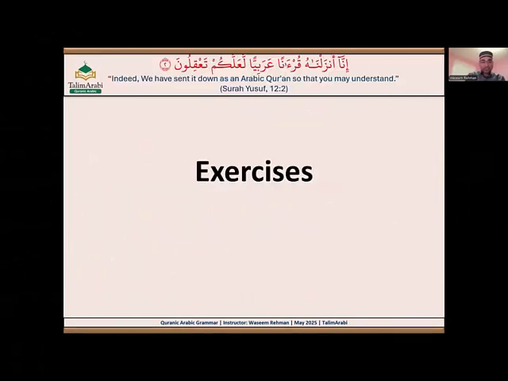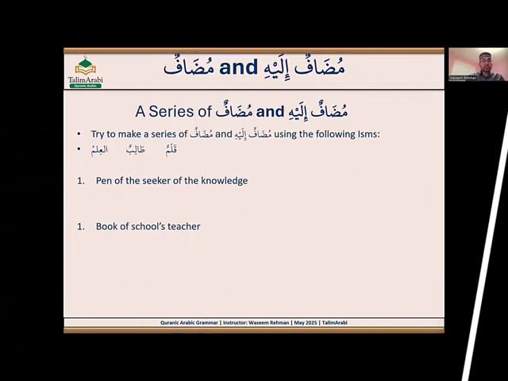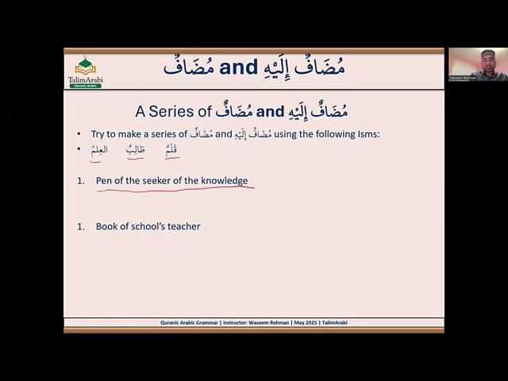So let's see what we have for exercise. Try to make a series of mudafun ilayhi using the following three isms. So we have qalamun, talibun, al-ilmun. And the English translation is the pen of the seeker of the knowledge. Now you see there are two "of" and "of".